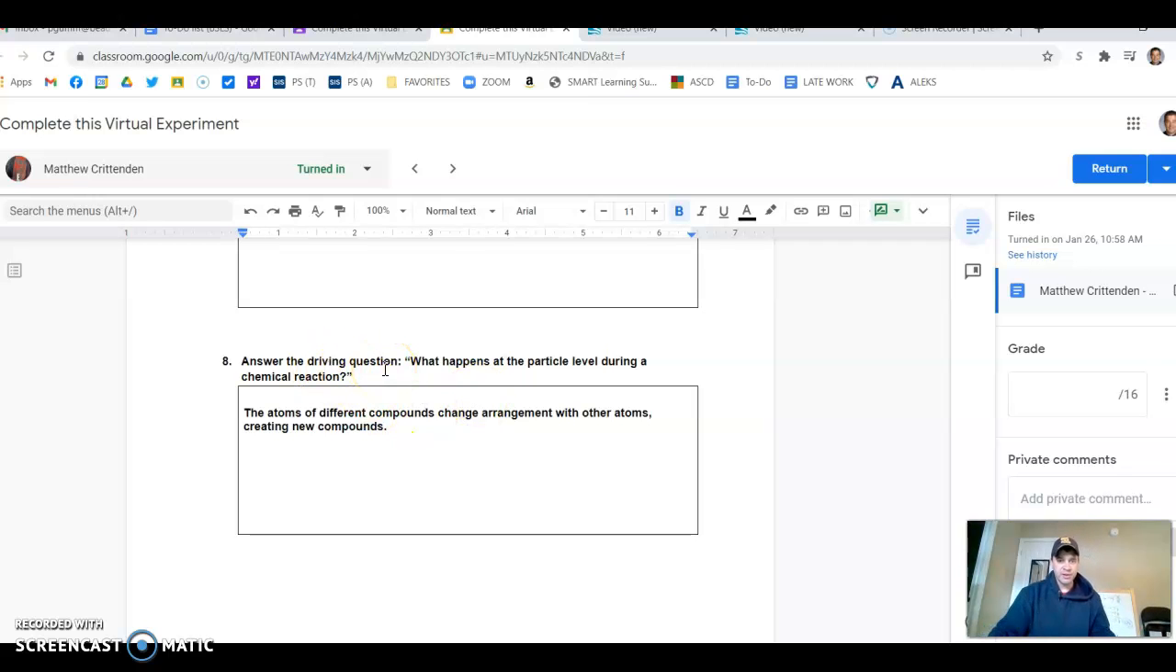The driving question in all this: what happens at the particle level during a chemical reaction? I think you answered this pretty well too. The atoms of different compounds change arrangement. They don't just disappear. I think somebody else said, well, they cancel each other out. No, they don't. They rearrange with other atoms, and that creates new compounds.